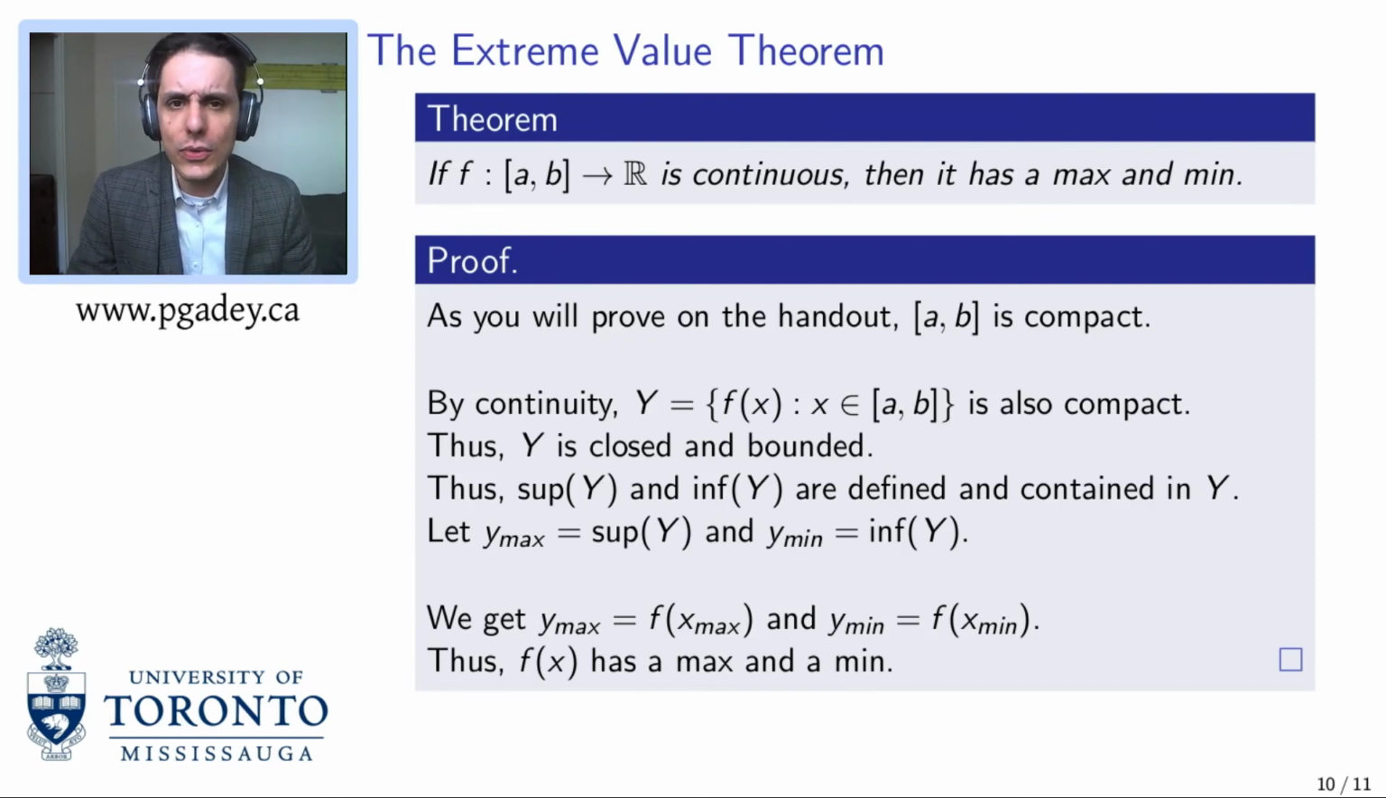So what did we really use? We used the compactness of the interval [a,b]. We used the fact that Y is closed and bounded, and we're able to prove a very important theorem in first-year calculus, the extreme value theorem. So I hope this has given you a sense of the power of compactness and the amazing things that we can do with it if we can come up with creative covers.